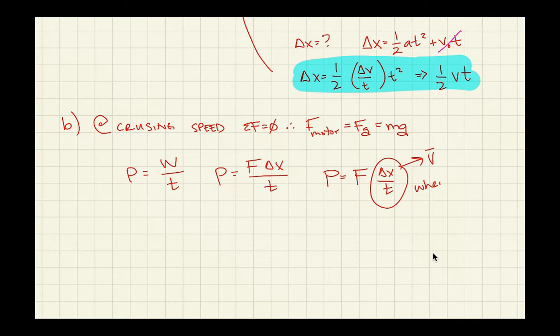When v is constant, then power can be written as force times velocity, because that velocity is delta x over t, which is F delta x over t. So in this case, my power would be equal to the force mg times the velocity v. And that's it. That's my solution.